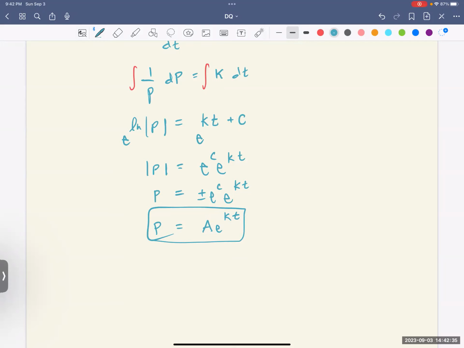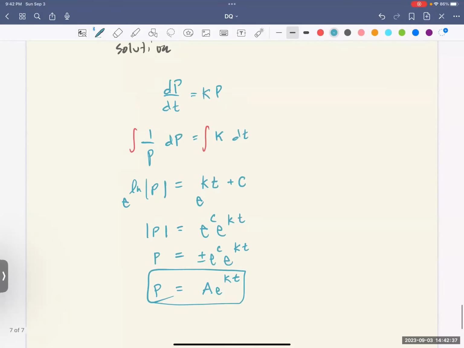And here we have, again, our exponential growth equation, which we have discussed solutions about before, but this is the first time we've actually solved that equation.